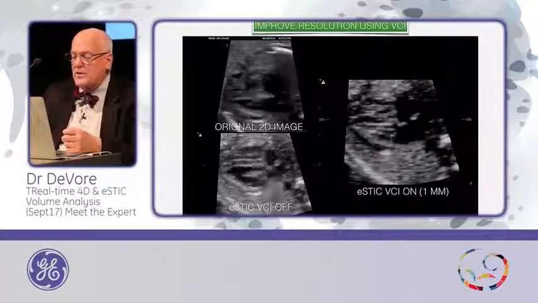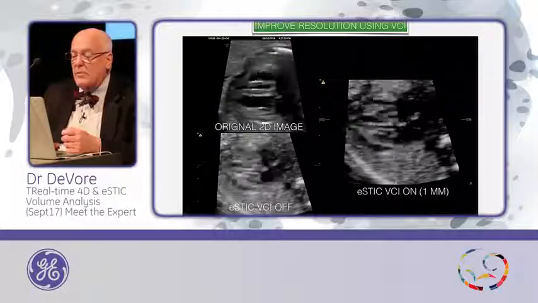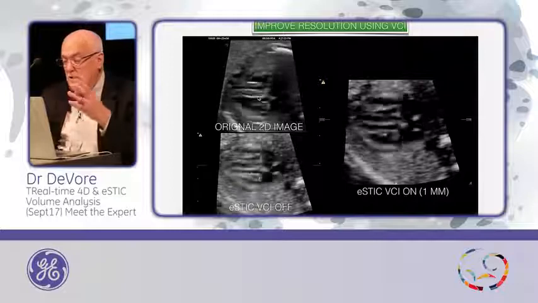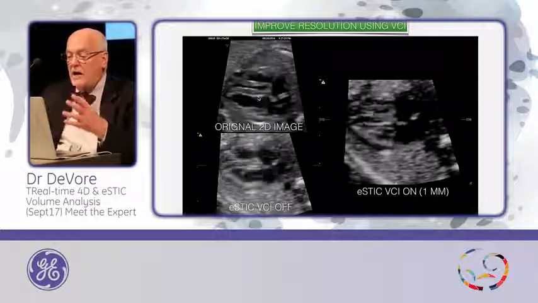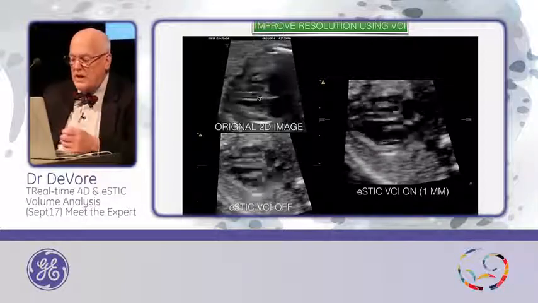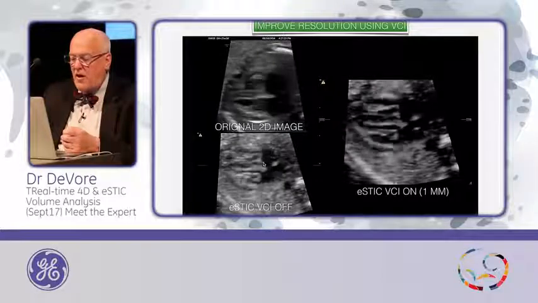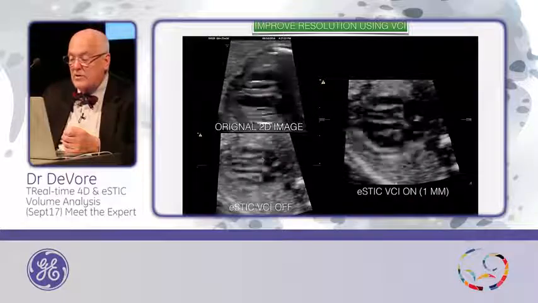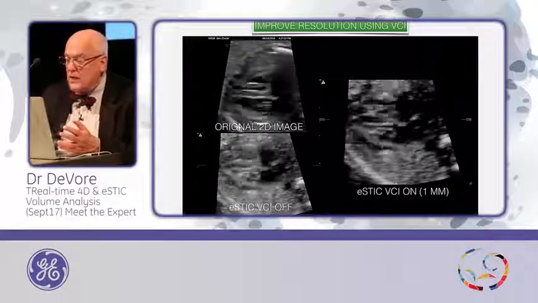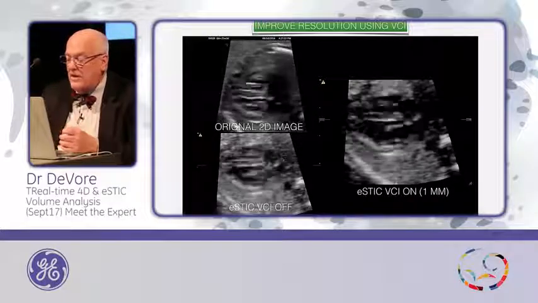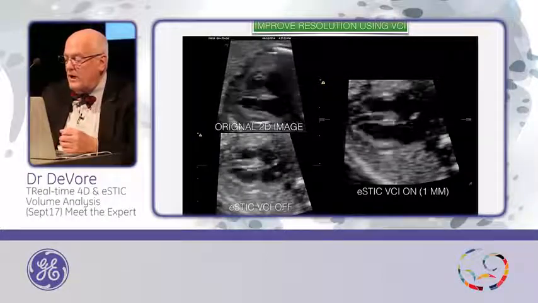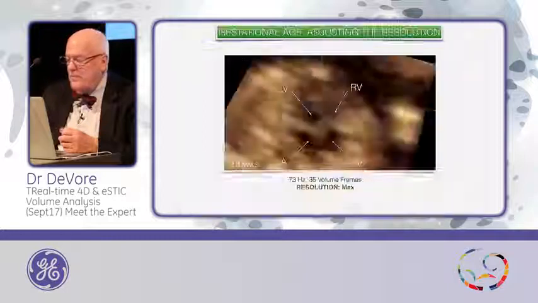Here's another example. This is the original 2D image for comparison that we would obtain when we did a routine 2D image acquisition, the highest frame rate, the best resolution. This is an eSTIC VCI off. You'll see there's a little bit of degradation in the image quality, but not much. In fact, it looks very, very interpretable, and that's great. And here we see an eSTIC volume with VCI at 1 millimeter.